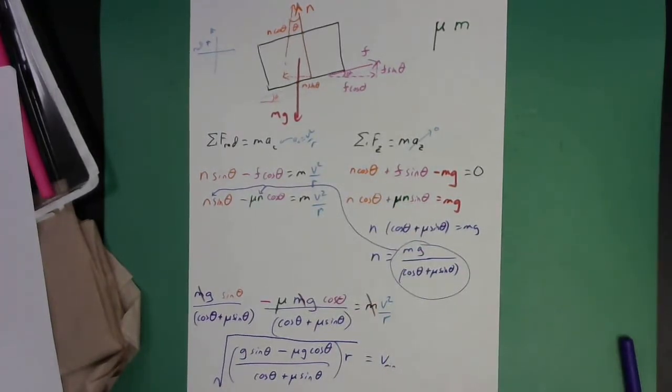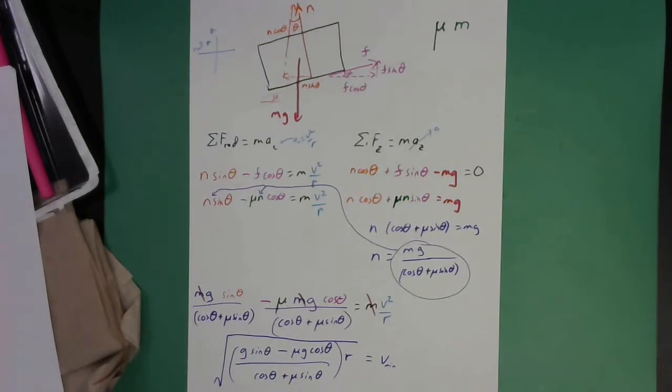And this is where something happens, and you can decide for yourself whether you find this tragic or not. When I punch the numbers in my calculator, because I know g, 9.8, I know theta, 20 degrees, I know mu, 0.9, and the radius of 50 meters, I'll end up trying to take the square root of a negative value. This term here ends up being bigger than this term here.